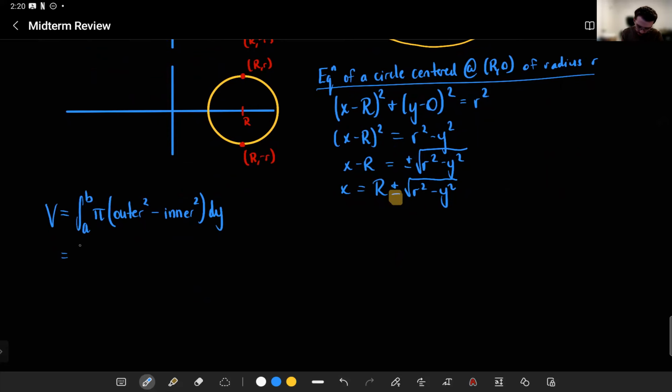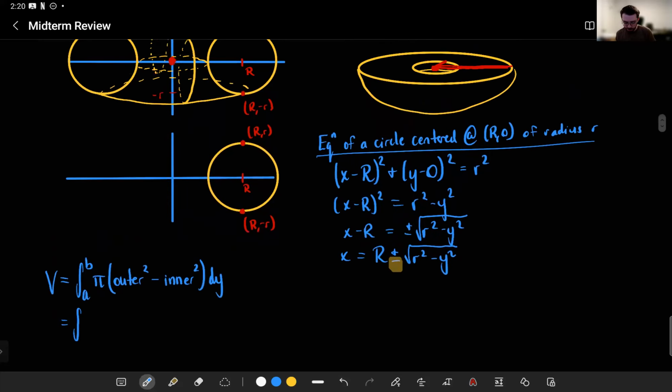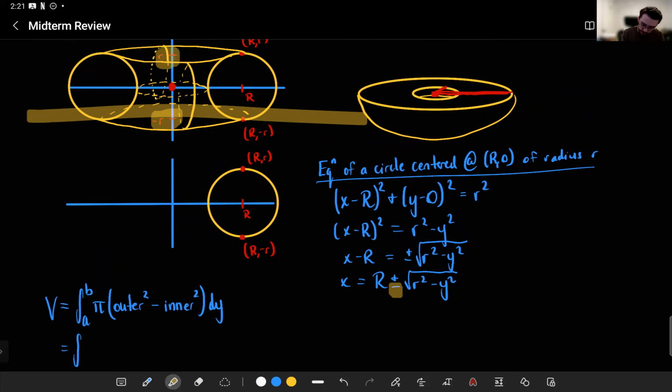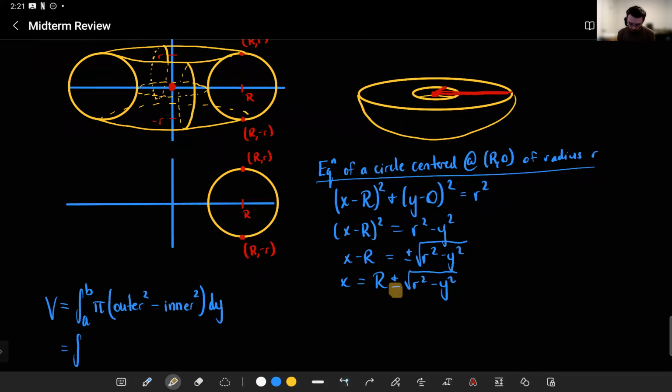Okay, so what are A and B in this case? Well, that's sort of asking what's the lowest point I can slice the bagel. Looks like it's right around there. That's why I put this negative little r on here. That's as low as I can go. And as high as I can go is little r. Right, so those are my bounds when I slice this thing along the y-axis.